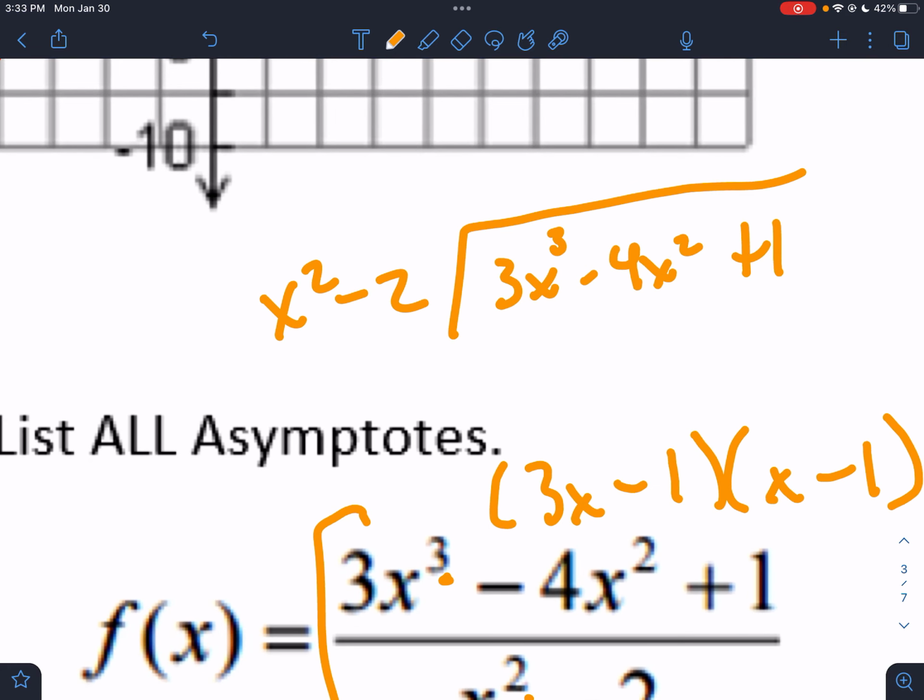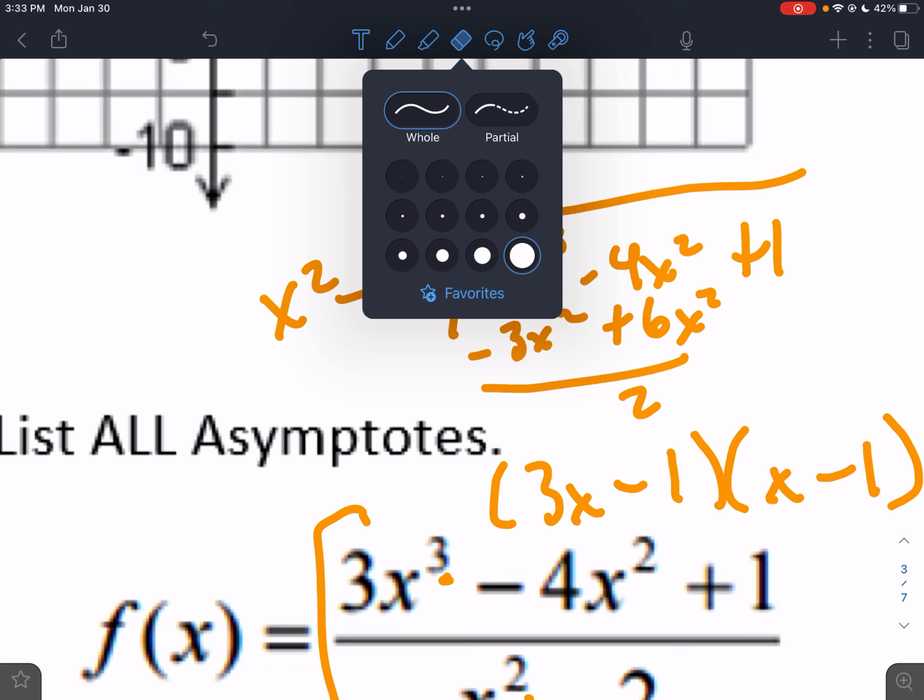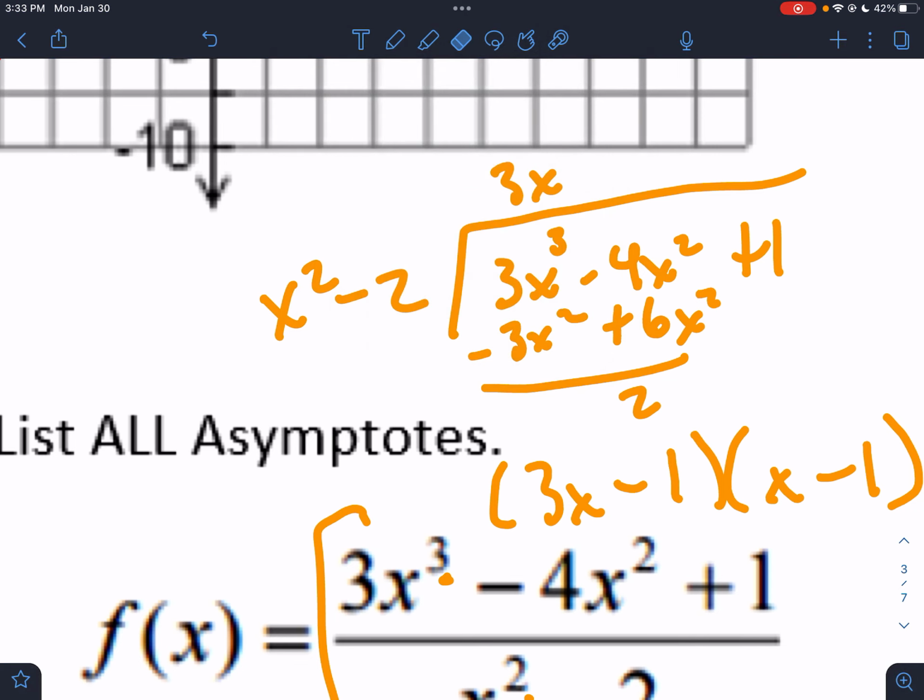So x squared to 3x cubed would be times 3x. So that would give me 3x cubed minus 6x. Change the signs and add. Wait, I don't like what I did. Guys, I don't like what I did. That's not x squared. Okay, so this is plus 6x. There's not really a spot for it, so let me fix it. There we go. So these cancel out, and we have negative 4x squared plus 6x plus 1.